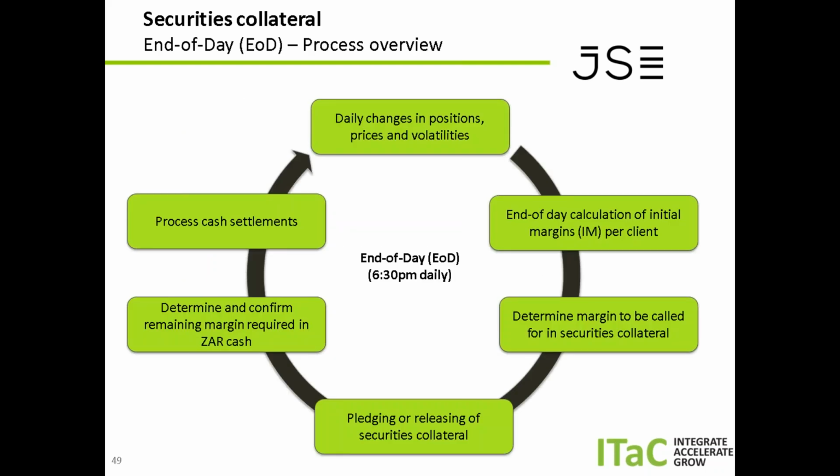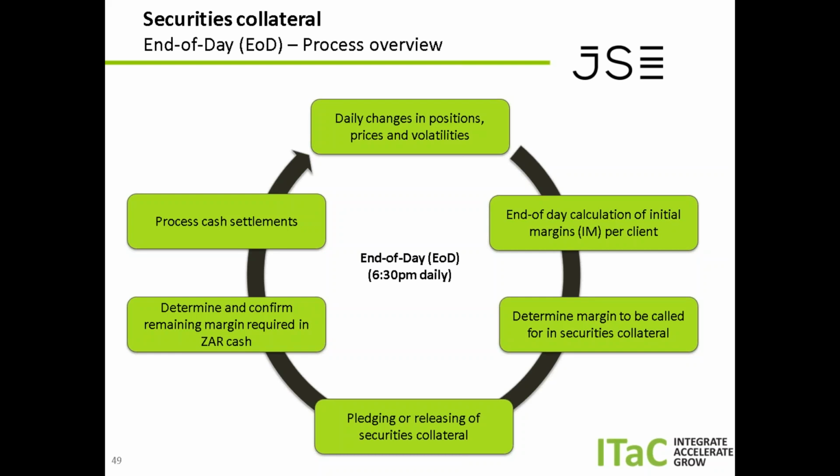Just a quick overview of the end of day process. During the day, you've got your changes in positions and prices and volatilities. Like I said, at end of day, we calculate your initial margin again for the first time. Then we determine which part of that we allow to be covered in securities. We send that to Straight, and then Straight does the calculation via Clearstream to see, based on this latest exposure and the latest securities in the SDA, what they want to pledge. That information comes back to the JSE, where we will then determine the net amount that you have to settle in ZAR, and then those payments get settled.